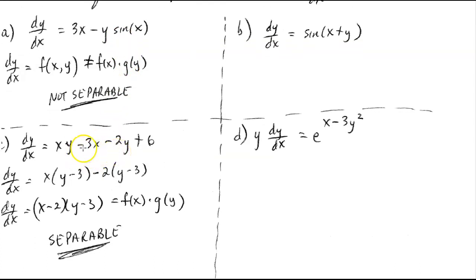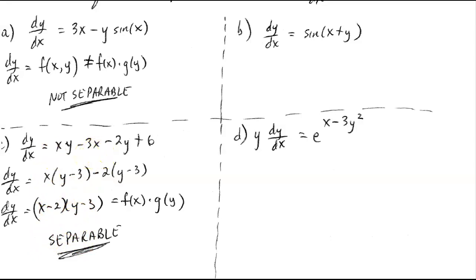However, in the second example, we see that if I use factor by grouping, I can rewrite this expression on the left to be written as a function of x times a function of y. And thus, because of that, this particular differential equation is separable.